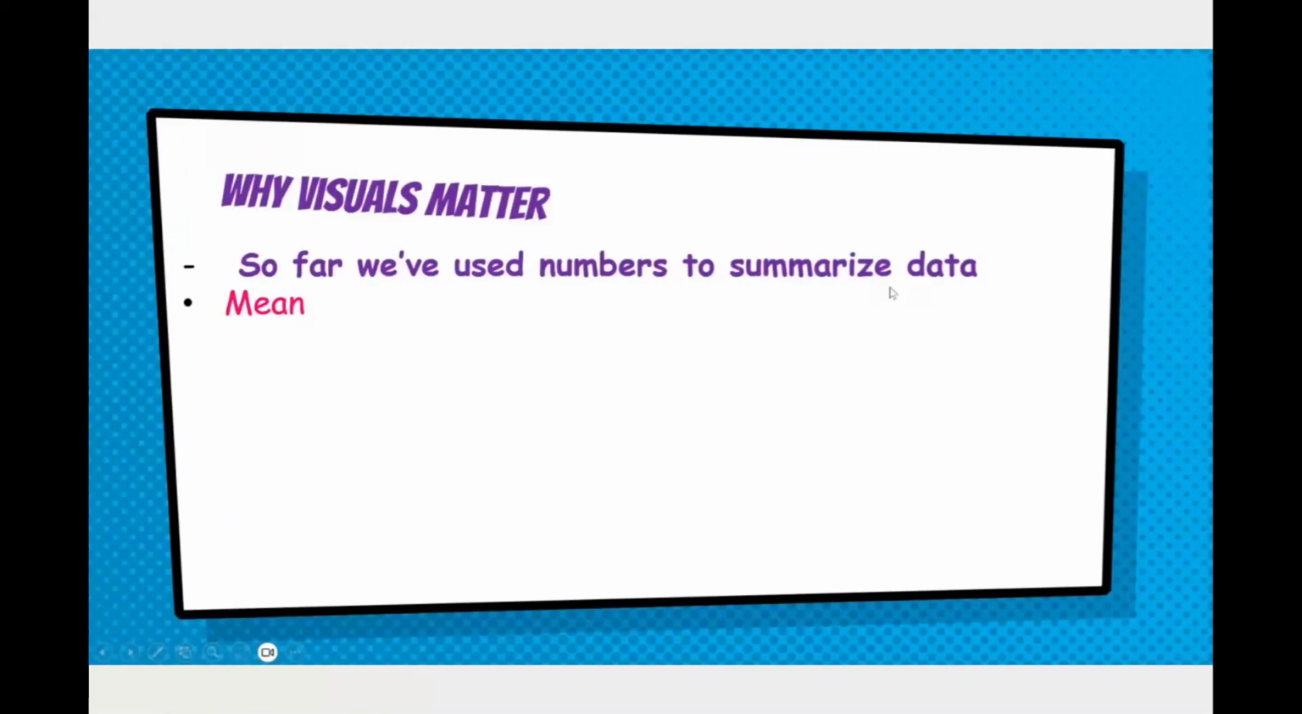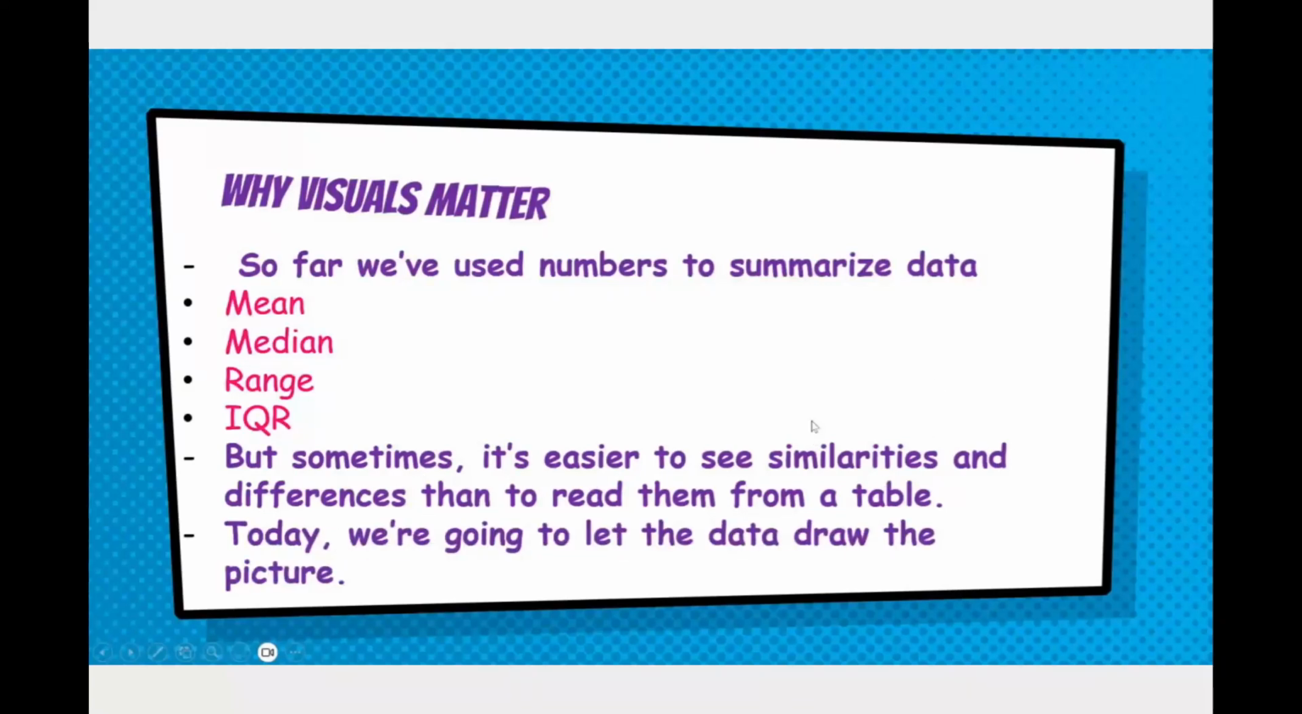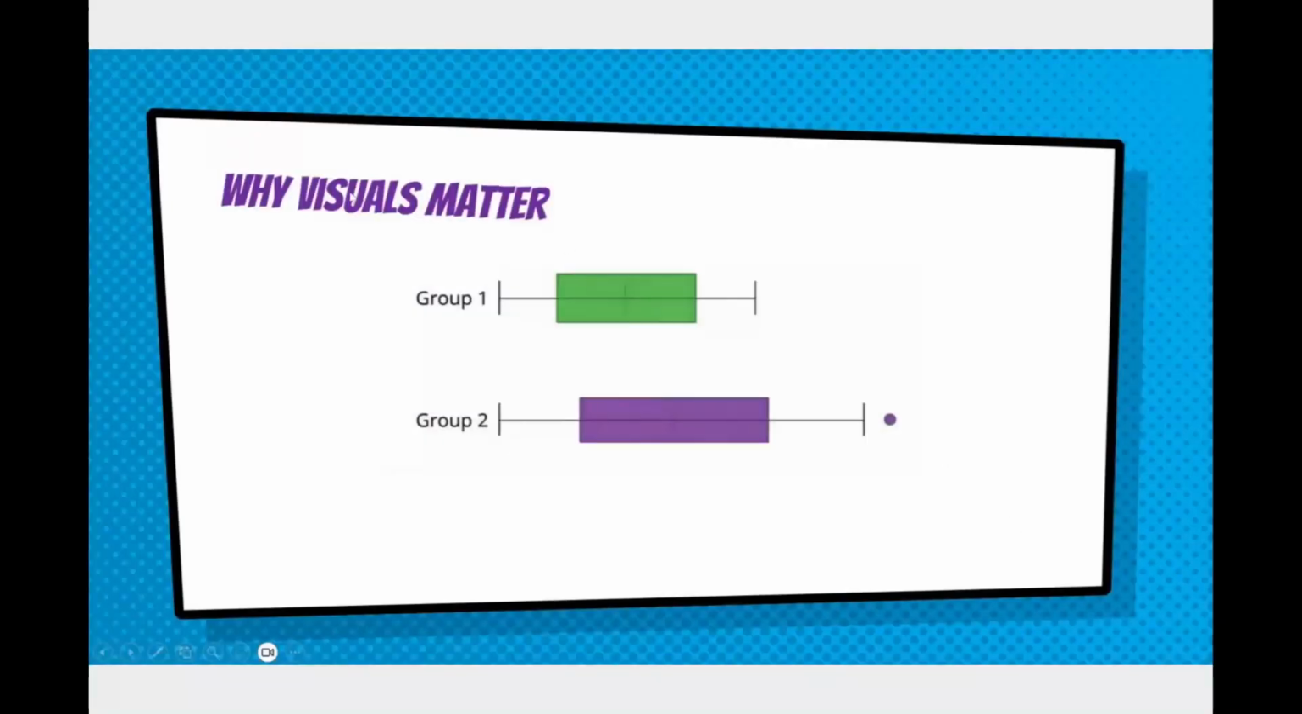We've used numbers to summarize data involving the mean, median, range, IQR, and our 5-number summary, but sometimes it's easier to see similarities and differences than to read them from a table. So today we are going to let the data draw the picture. I'm going to start off with these two visuals, and I want to ask you, what do you notice, really without talking about what it is? Something you would notice other than one's green and one's purple?